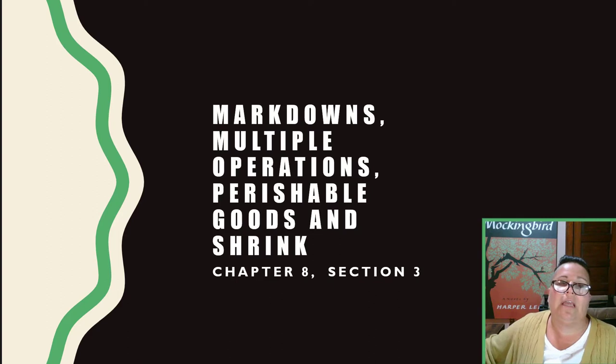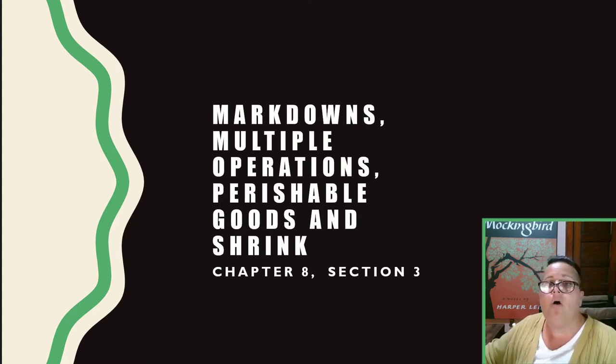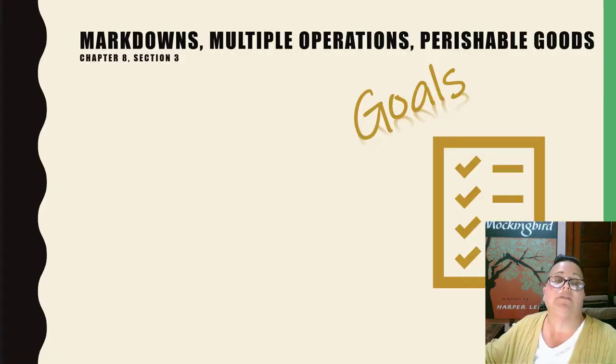We're going to be looking at taking markdowns, doing multiple operations on pricing, and perishable items and how to figure items that basically spoil or go bad into our pricing, and how businesses deal with what's known as shrink. Shrink is theft or just loss in general. So our goals for this presentation are as follows.